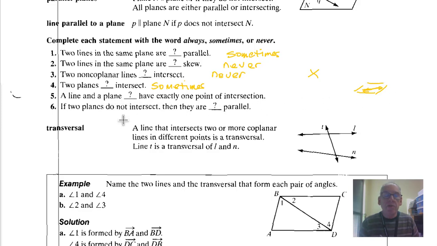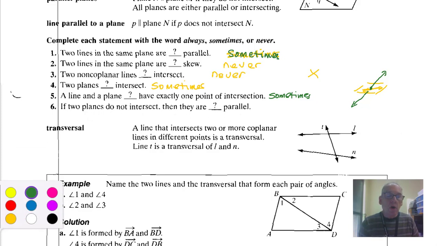But if you have a line, say, that is tilted and comes down and passes through the plane and out the other side, that would be a case where there's only one point of intersection. So this would have to be a sometimes. So the two sometimeses are number 1 and number 5. And if two planes do not intersect, then they have to be parallel. So that's going to be an always.